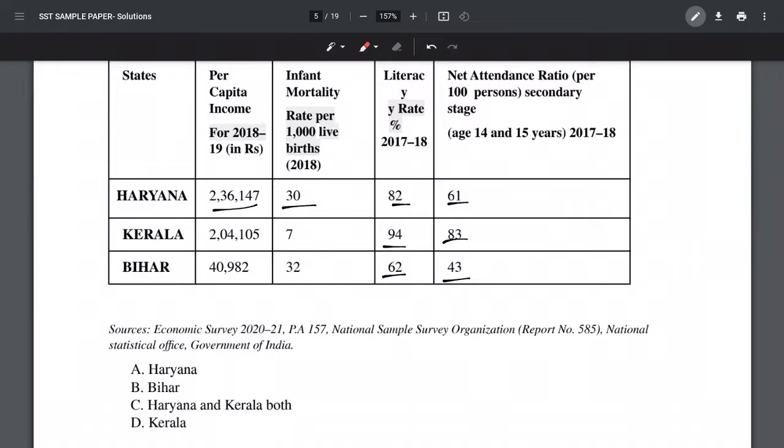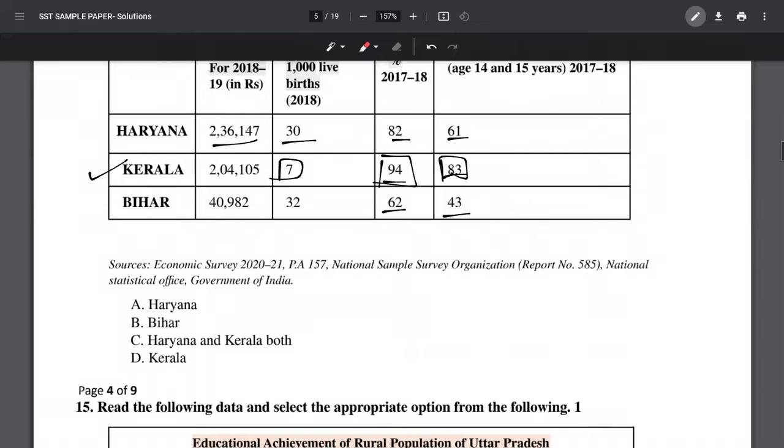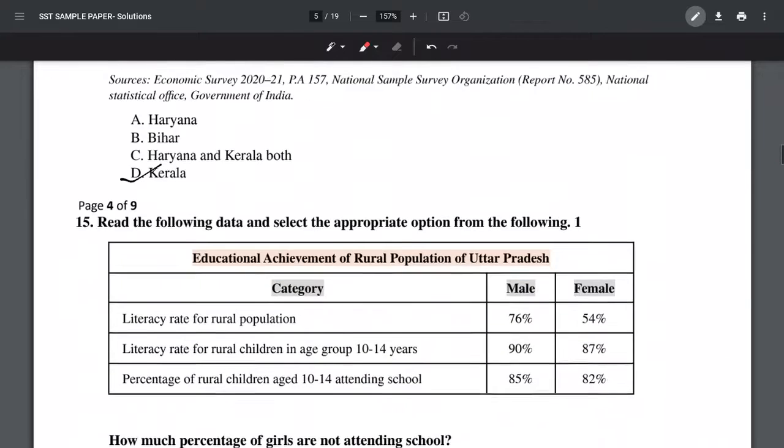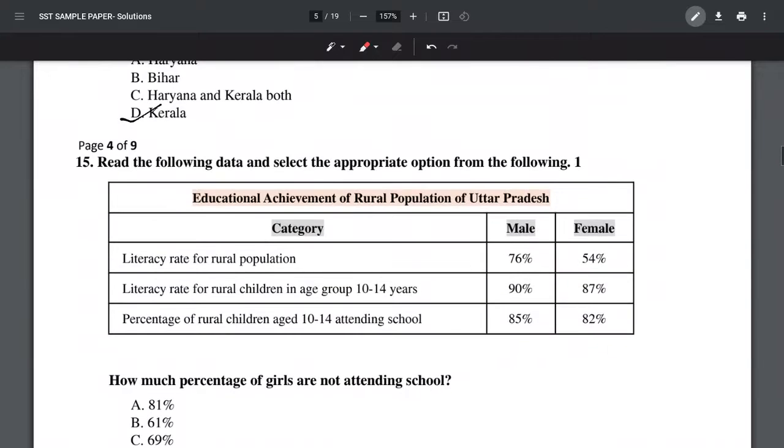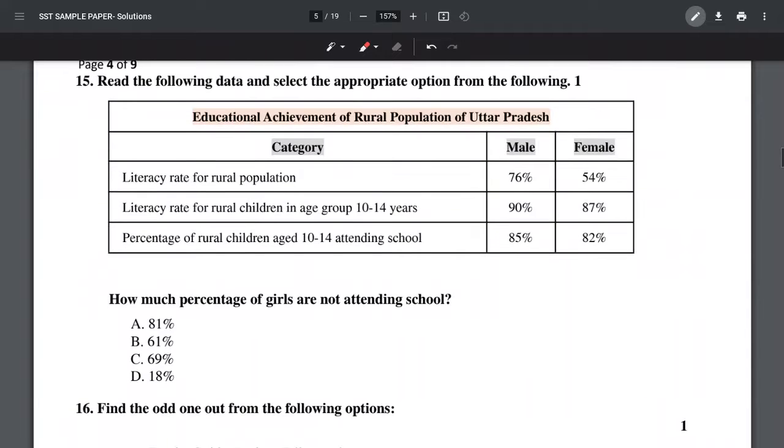So, everywhere, what we can observe is that apart from per capita, Kerala is the state where literacy rate is the highest, along with attendance also highest, and infant mortality is also less, isn't it? So Kerala will be my right answer. That's D, right? Yes, Kerala will be the right answer, where the students have got the highest achievement, not achievement, what was it, education, isn't it? Elementary.